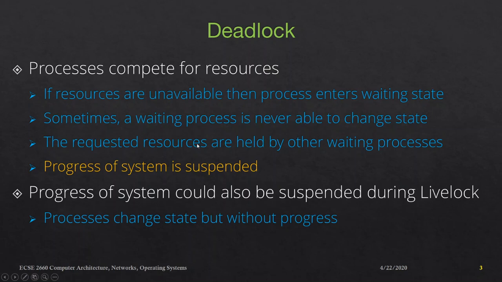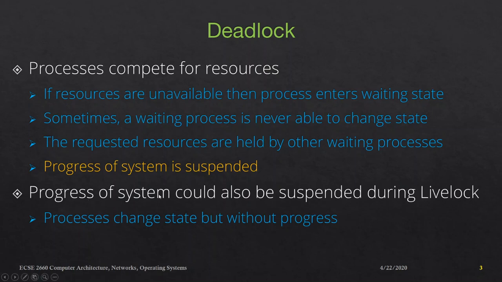The requested resources, if they are held by other waiting processes, what is going to happen? We are going to have a cycle, a deadlock cycle in that case, because one process is waiting for another, is waiting for another, is waiting for another, and the loop comes back to the first process. In that case, when we have a waiting cycle, the progress of the system will be suspended because no process is going to get the resource it's waiting for, and that particular condition is called a deadlock state.